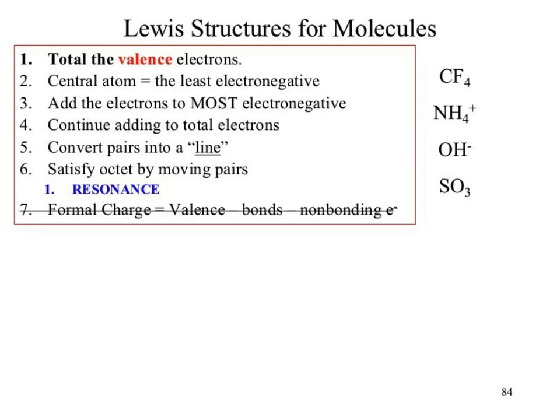Sorry, I just erased everything. Hopefully you were okay with me erasing everything, because it's not too late. Let's look at SO3. How many electrons does sulfur have? 6. Oxygen has? 6. How many oxygens? Okay. So 6 times 3 is 18, plus 6, 24.